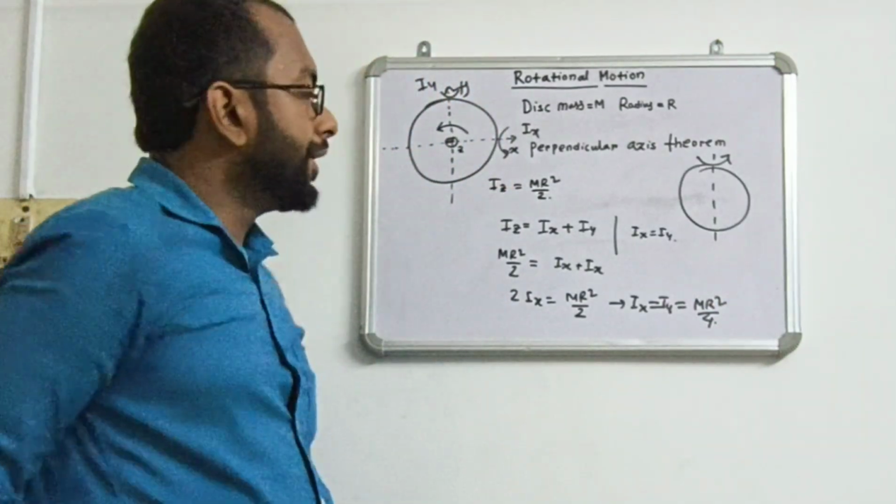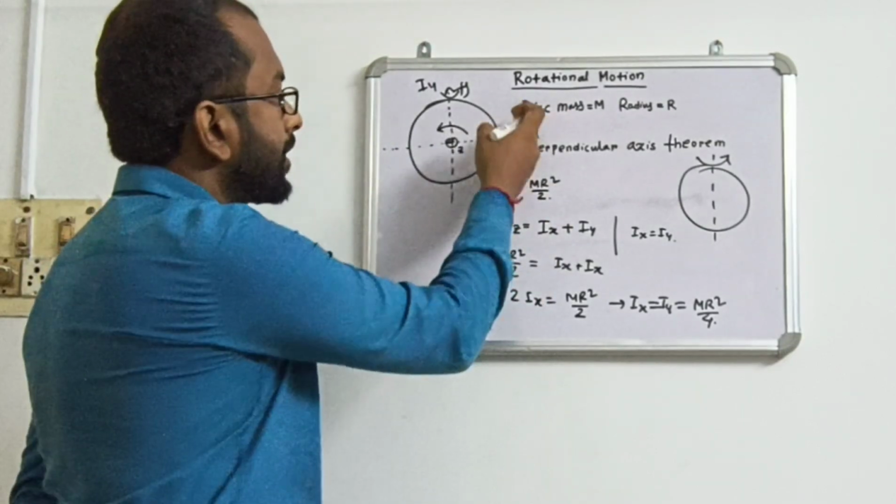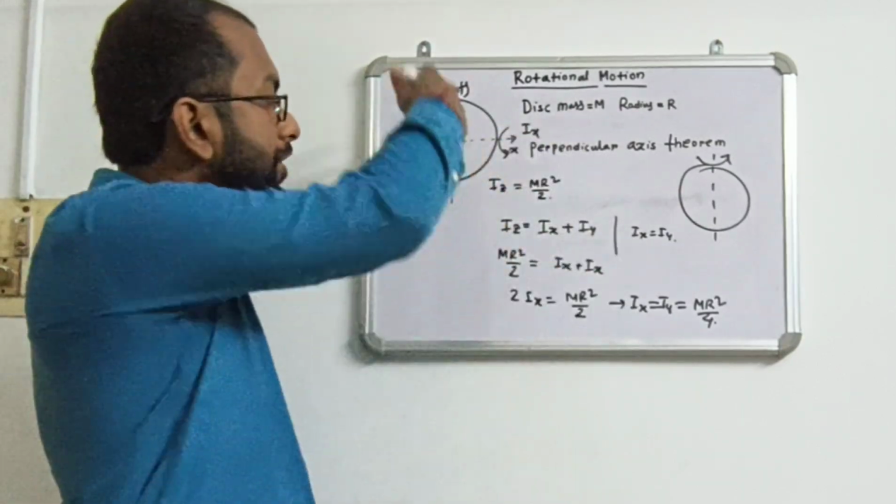Right, now it is very easy to find out with this theorem the moment of inertia with respect to another axis, the x axis and y axis, which is perpendicular to the initial axis.